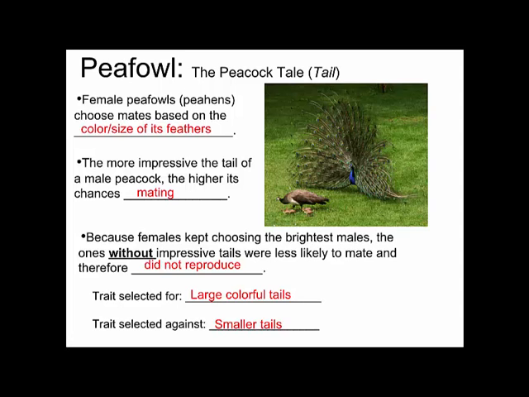This is a special type of natural selection. It's called sexual selection, when mating selects for certain characteristics. In many species you will find sexual dimorphism, that males and females look different.